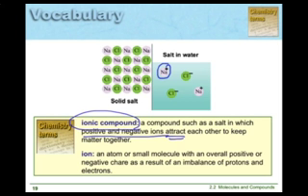A sodium atom transfers an electron to a chloride atom, so we get a sodium ion and a chloride ion. And once that transfer occurs, then the sodium is positively charged, the chloride ion is negatively charged, and they attract each other. An ion is simply an atom or a molecule with an overall positive or negative charge.